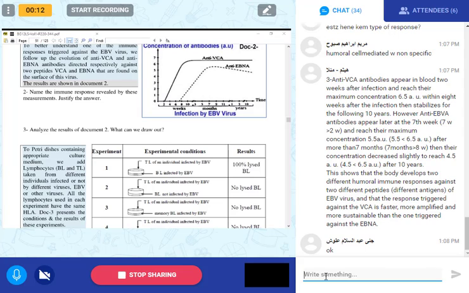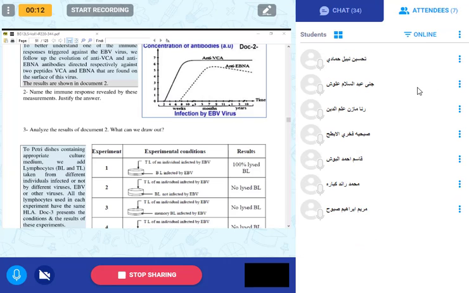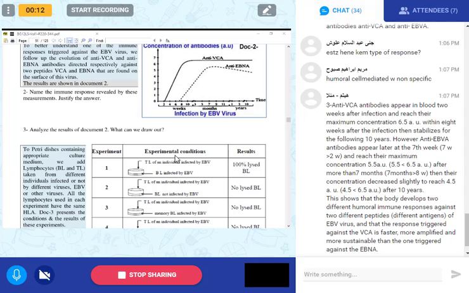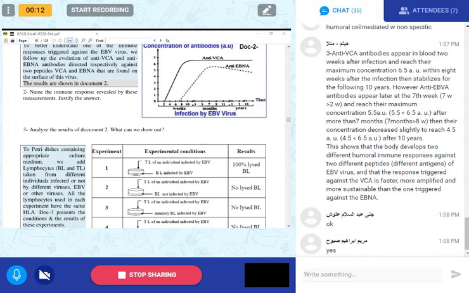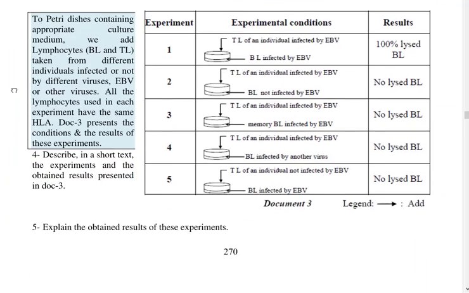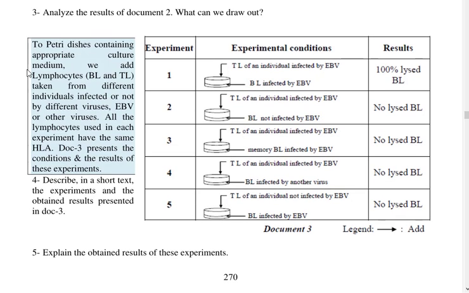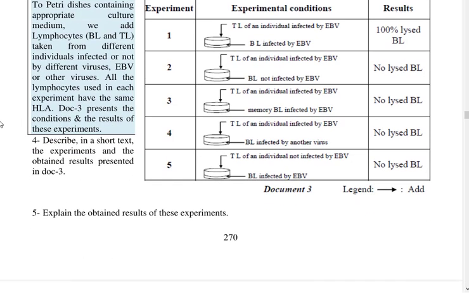This shows the body developed two different humoral immune responses against two different peptides of the EBV virus, and that the response triggered against VCA is more amplified and more sustainable than the one triggered against EBNA. Clear until now? Okay.